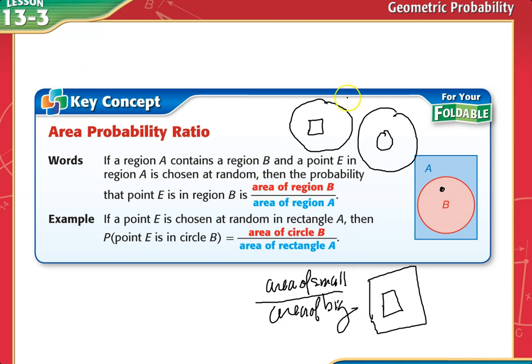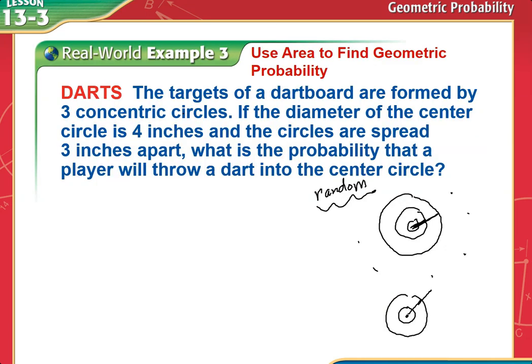Okay, so here is an example. We have three concentric circles, and we're going to figure out the probability of landing in the center circle, given that we randomly will hit somewhere inside the large circle.